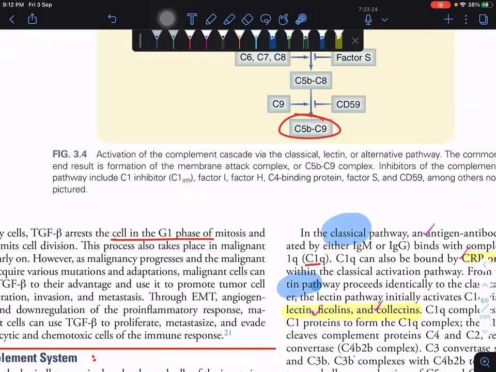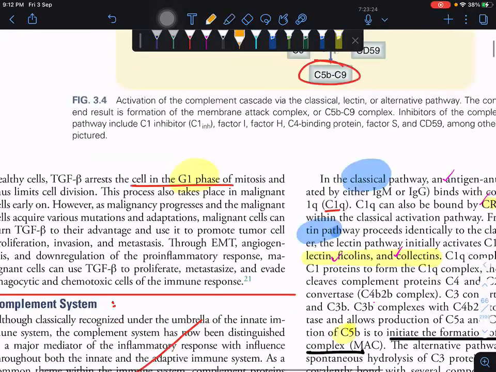In what phase of the cell cycle does it arrest the cell cycle? It arrests the cell cycle in the G1 phase. Okay. Just remember, that is the MCQ. TGF beta arrests the cell in the G1 phase. Okay, they can ask this.